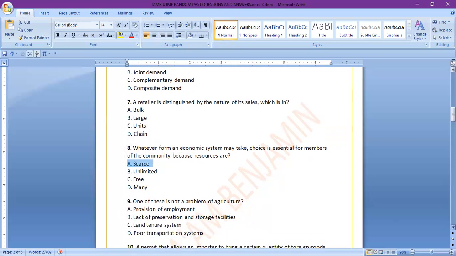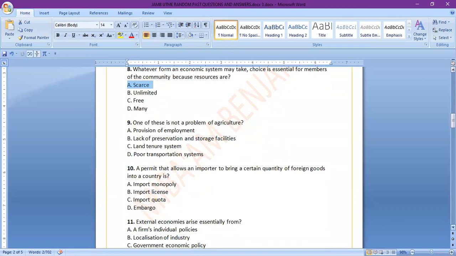Yes. So number 9, one of these is not a problem of agriculture. A, provision of employment. B, lack of preservation and storage facilities. C, land tenure system. D, poor transportation system. So one of these is not a problem of agriculture. So the answer is A, actually.